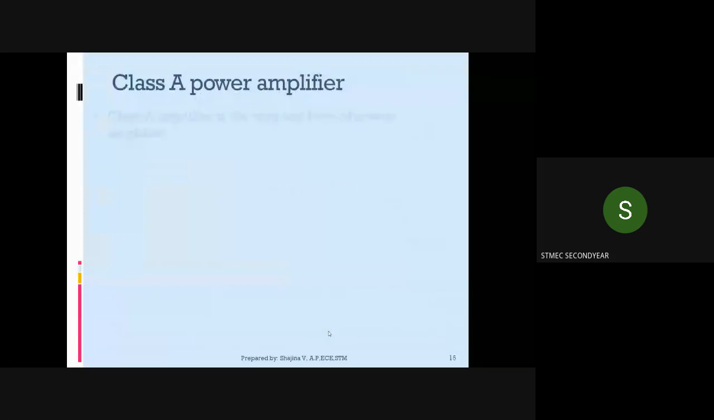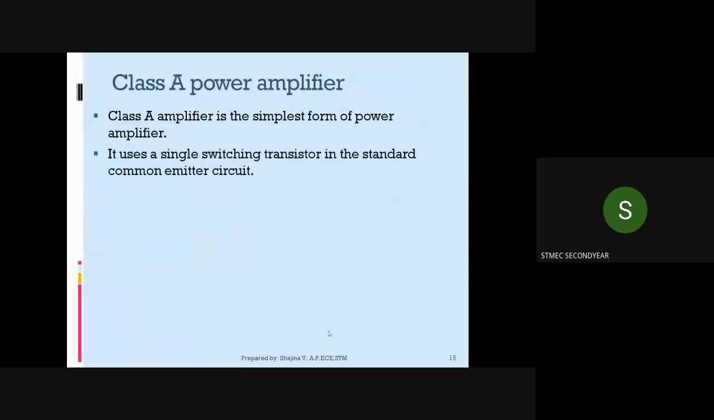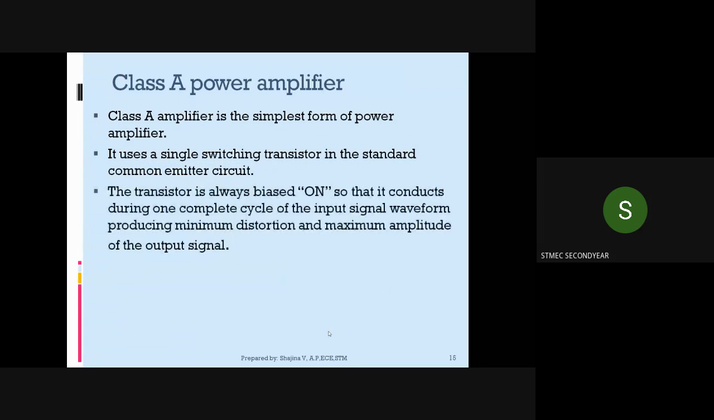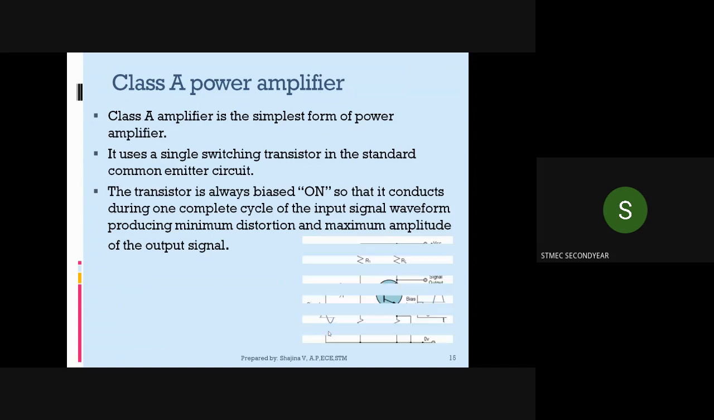Okay, and the class A power amplifier is the simplest form of power amplifier, and here we are using a switching transistor, that is a power transistor, in a common emitter circuit, and the transistor is always biased on. That is, the conduction angle of the class A power amplifier is 360 degrees. The complete cycle of the input signal, the transistor will be on, so the complete input signal will be passed to the output. Our operating point is fixed at the midpoint of the load line. So this is the class A power amplifier.